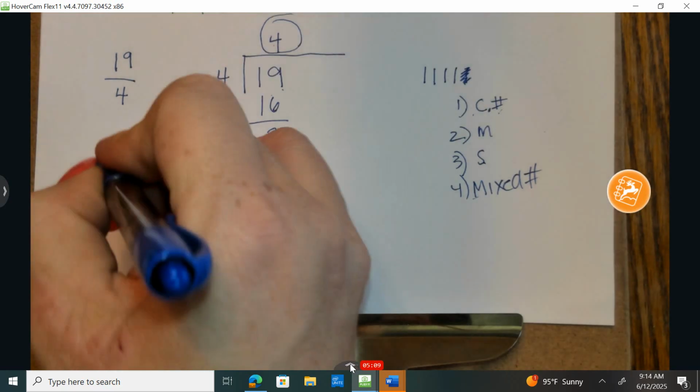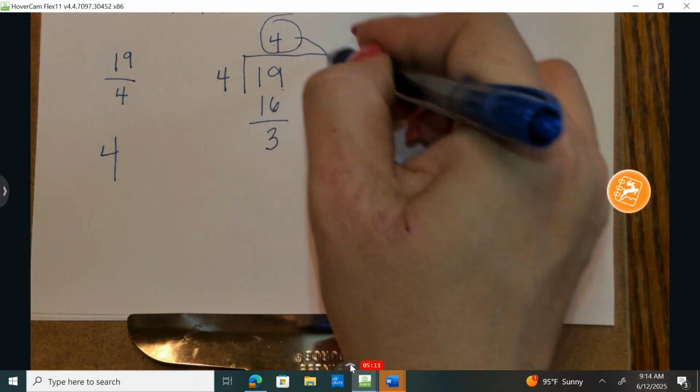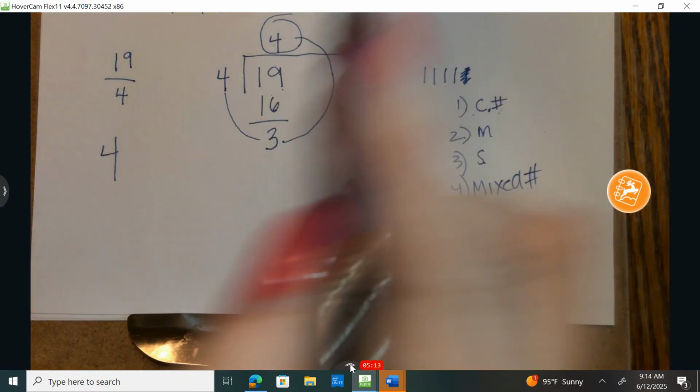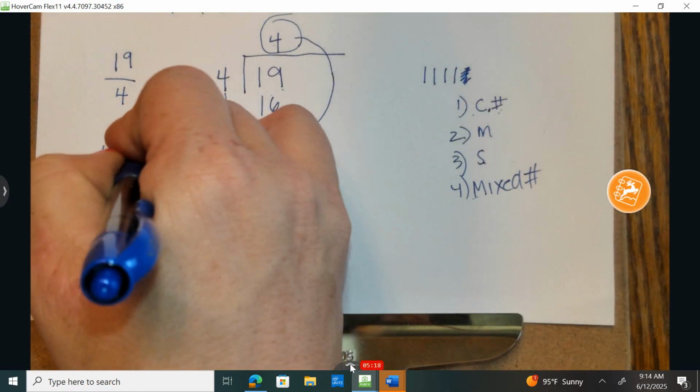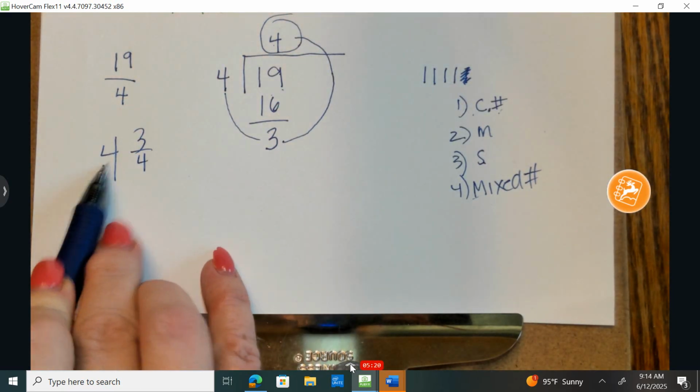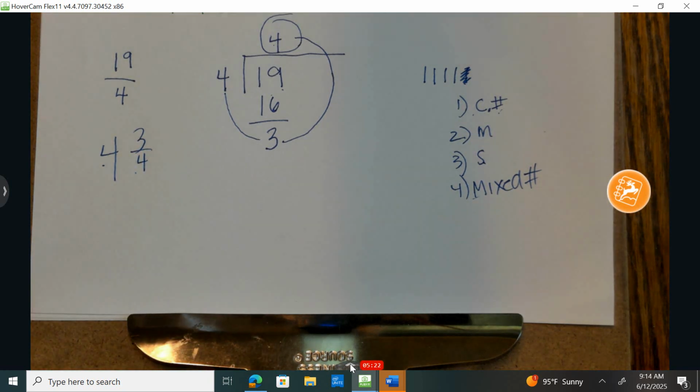This is our whole portion, 4. And then I'm going to go all the way around, picking up the 3 and 4 and write it in that order. So 4 and 3/4. This is the whole portion, and this is the partial portion.